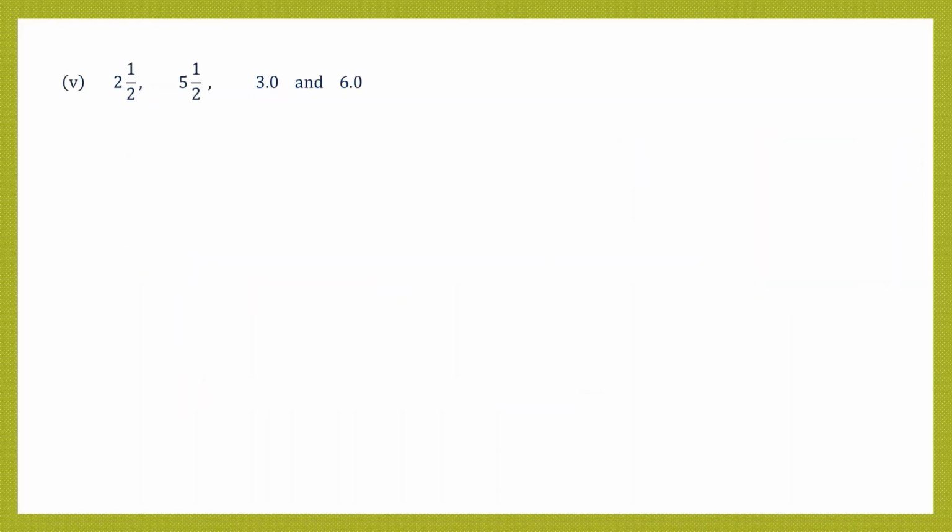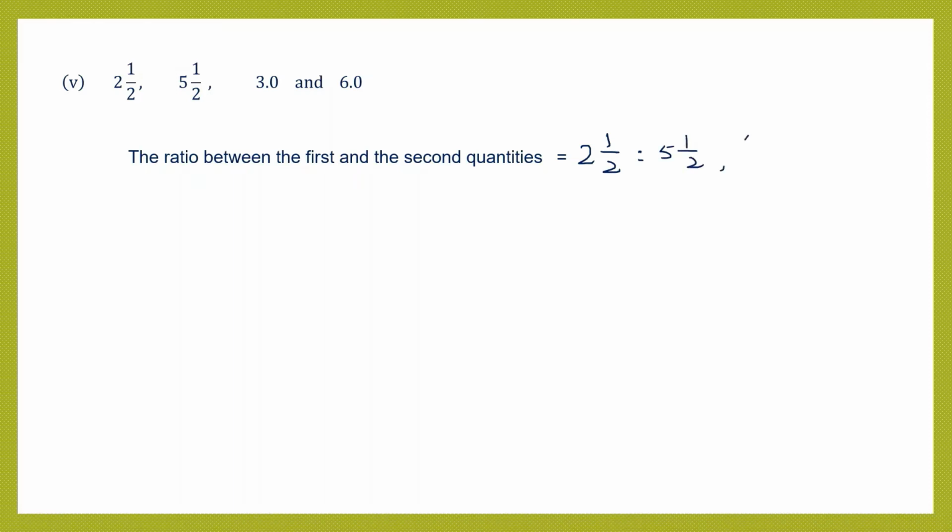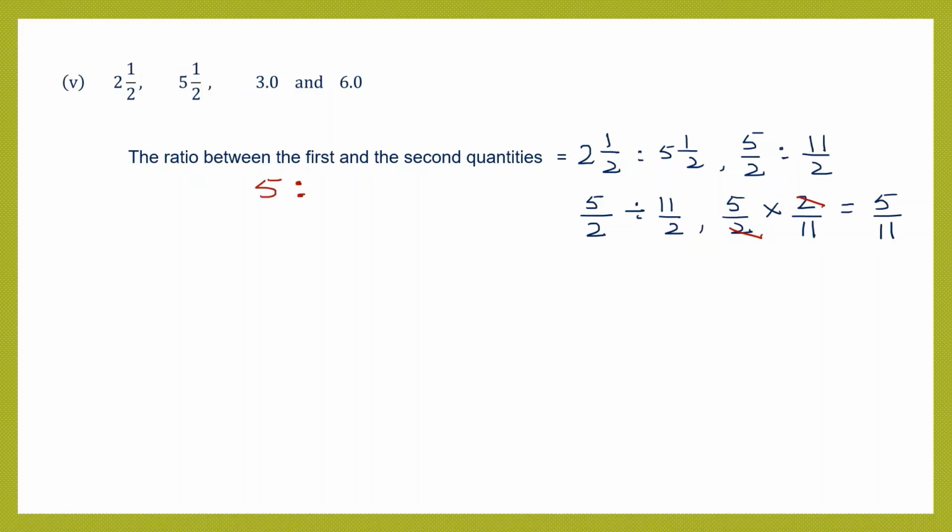Question 5. So here we have fractions as well as decimal numbers. Let's see. The ratio between the first and the second quantities, 2, 1 by 2 is to 5, 1 by 2. First up, let's convert. 2 2s are 4 plus 1, 5 by 2. 2 5s are 10 plus 1, 11 by 2. Now we'll write it as a division, 5 by 2 divided by 11 by 2, which is 5 by 2 into reciprocal 2 by 11. What can we cancel? We can cancel the 2's. So what is left is 5 by 11 as a fraction. Let's write it as a ratio. The ratio between the first and the second quantities is 5 is to 11.